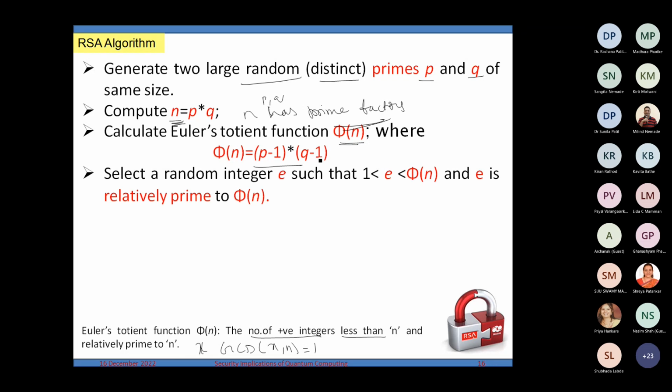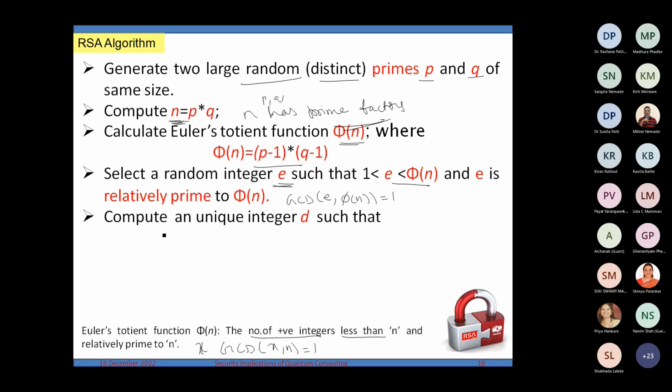And the fourth step is we select a random integer e such that e should be less than psi of n and also e should be relatively prime to psi of n. That means GCD of e comma psi of n is equal to 1. So far we have come across 4 steps. We took two large prime numbers, we calculated their product, then we calculated Euler's totient value of n, then we have picked a random integer e satisfying the condition that e is less than psi of n and e is relatively prime to psi of n.